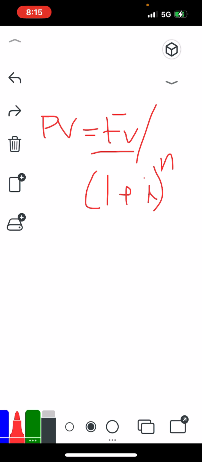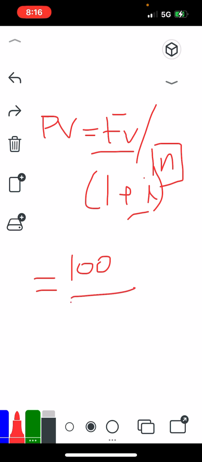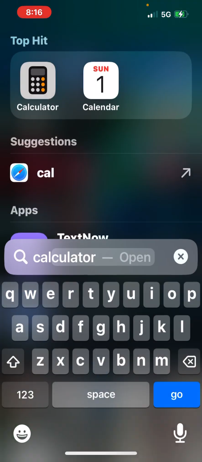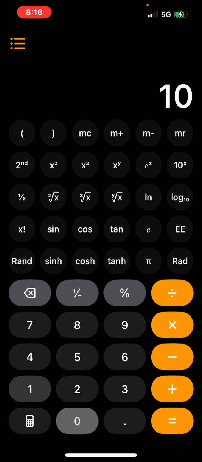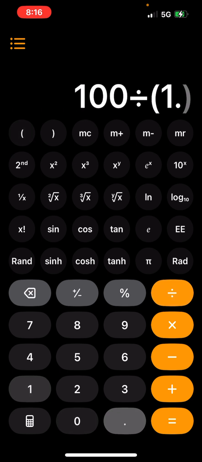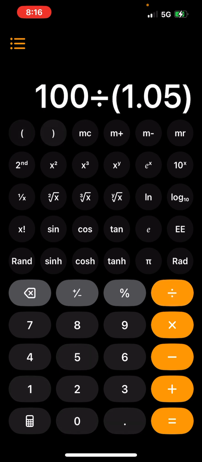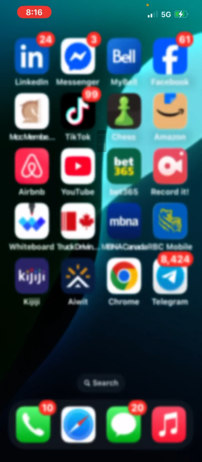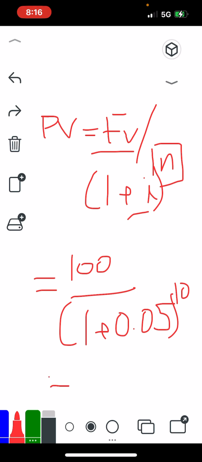This is the future value of your asset. I stands for interest, n is your term, number of years. So let's say the future value is 100, just for this example's sake, divided by 1 plus 0.05, all raised to 10. If you do the math, this will be 100 divided by 1.05 all raised to 10. This comes to around 61.39.